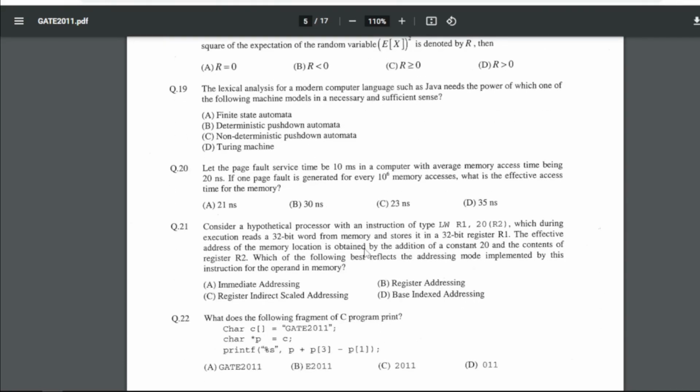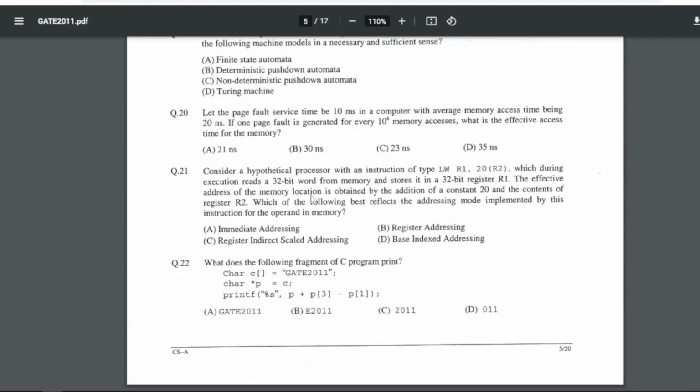20 is, let the page fault service time be 10 millisecond in a computer with average memory access time being 20 nanosecond. If one page fault is generated for every 10 to the power 6 memory accesses, what is the effective access time for the memory? In that case, for 20 our answer will be B, that is 30 nanosecond.